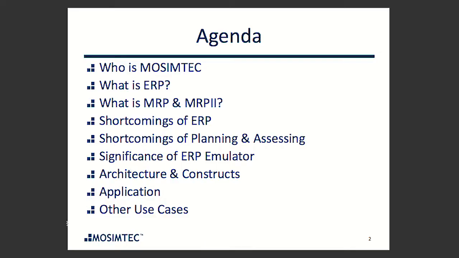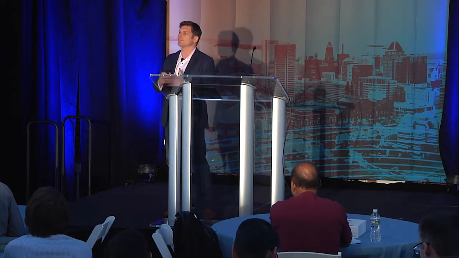All right, so some of the things I'm going to cover: talk a little bit, really quickly, about who MOSIMTEC is, where we operate out of. I'm going to do a little bit of review on ERP systems and MRP systems. That's going to be a review for some of you. It's going to be a mystery to others. Hopefully I can solve a little bit of that mystery by keeping it simple. And we're going to talk about the shortcomings of both ERP as a system itself, as well as using it for planning, and put planning in parentheses there.